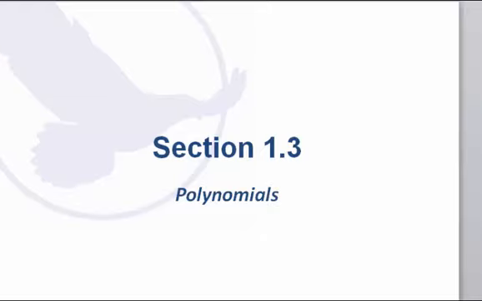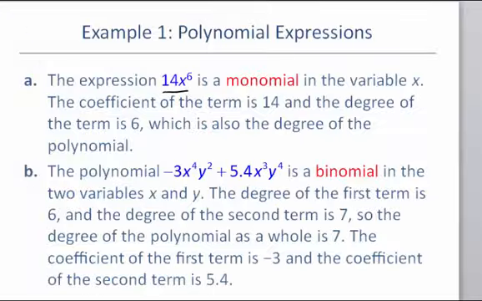We'll begin by looking at some examples for polynomials. Our first example is 14x to the 6, which is a monomial because it only has one term. That one term is in terms of x, so x is our variable. The coefficient of the term is 14, and when we talk about a coefficient, we are talking about the number that sits in front of the x.